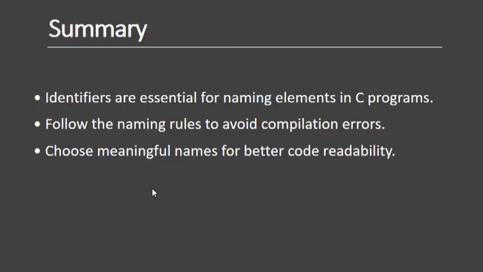Summary: identifiers are essential for naming elements in a C program. Follow the naming rules to avoid compilation errors and choose meaningful names for better code readability.